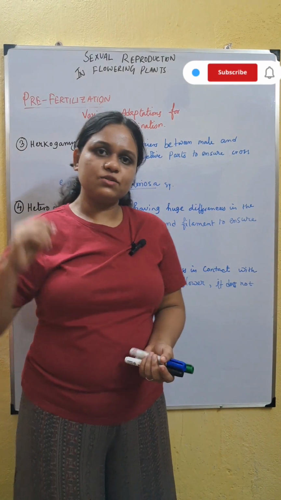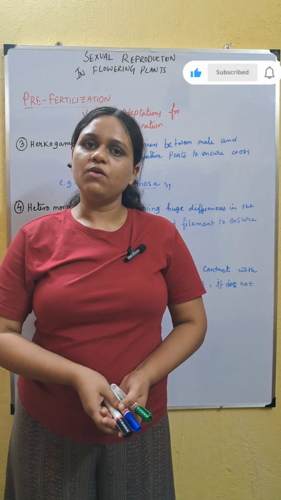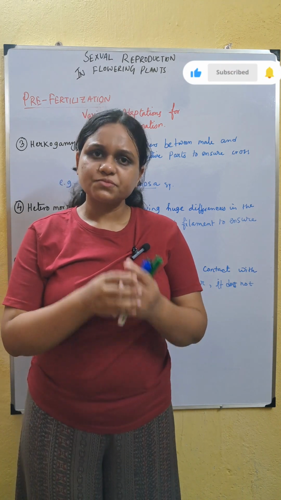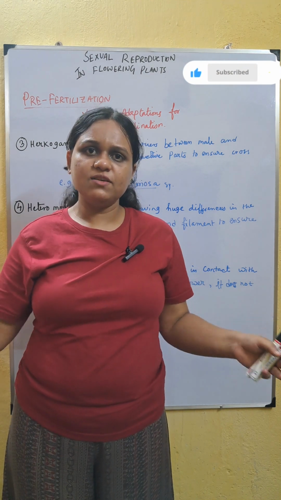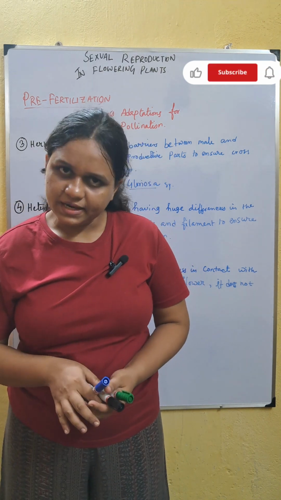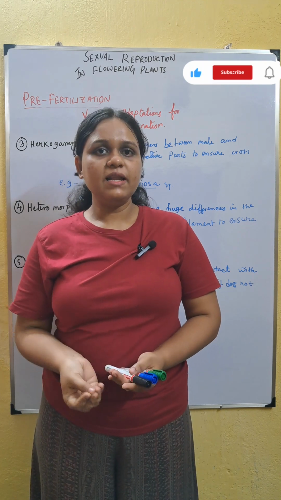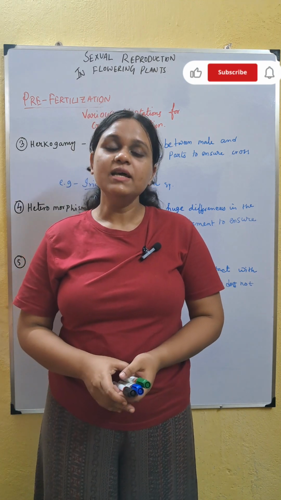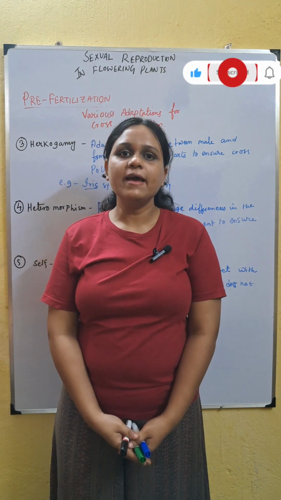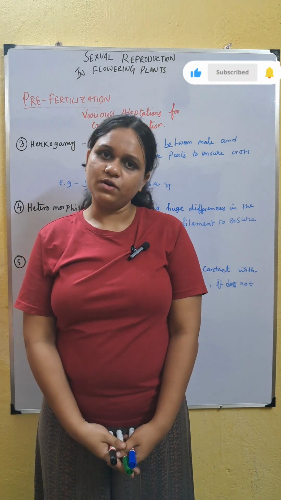So these are the lists of the adaptive features of self-pollinated flowers and cross-pollinated flowers. After the completion of the whole topic, we can understand pollination is very important for fertilization to come into existence, as well as seed formation. If there is no fertilization, the zygote will not be formed and the seed will also not be formed. So for the existence of a plant, pollination is a very strong pillar.